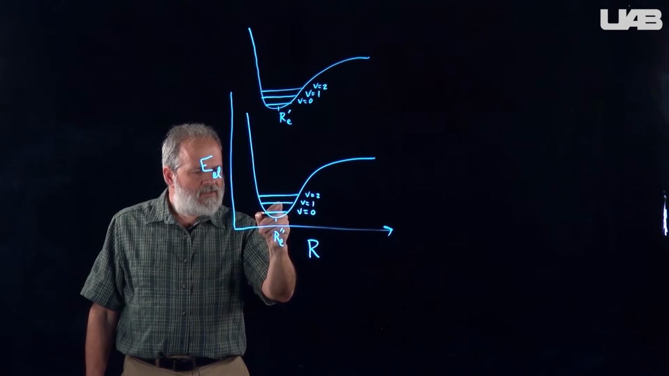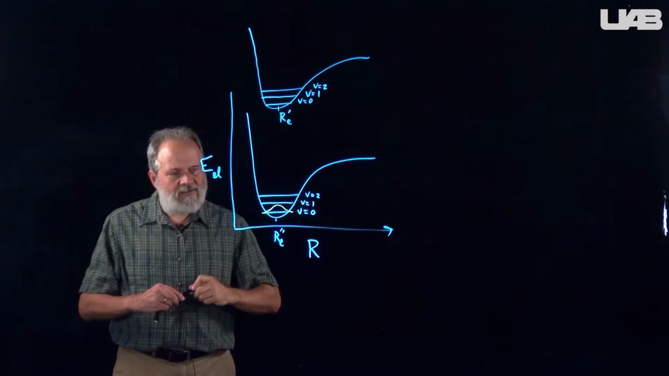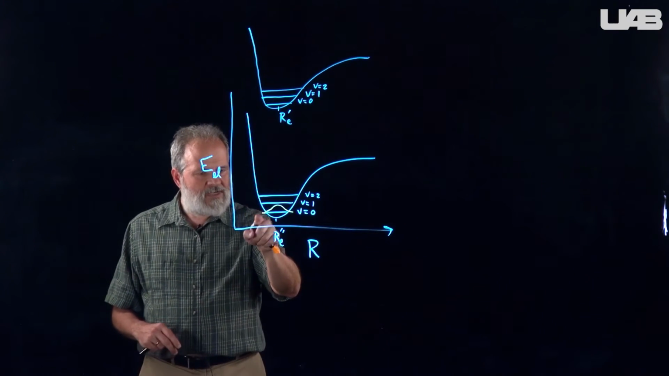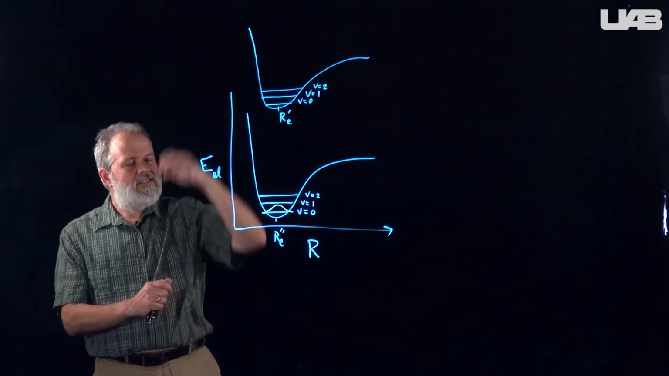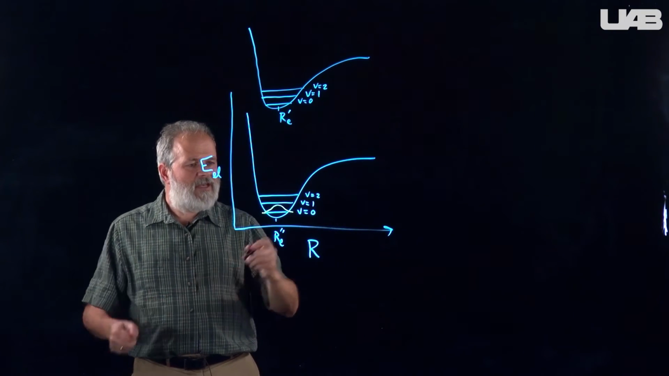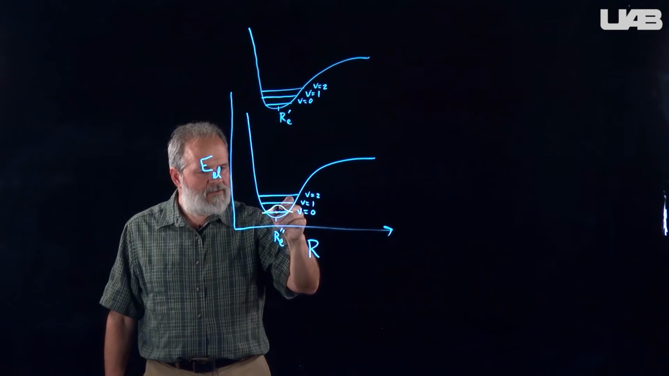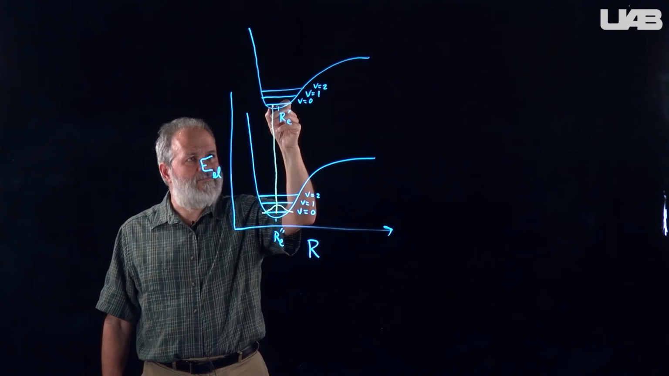And so the distribution of the distances looks like a Gaussian curve, at least for V equals 0. And so that means sometimes when the bond is short, you'll excite. When the bond is long, you'll excite, and so on. But the most common excitation is going to go straight up. This is called a vertical excitation.